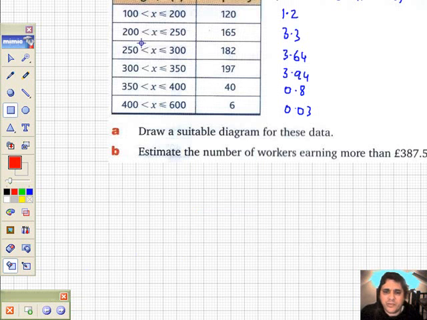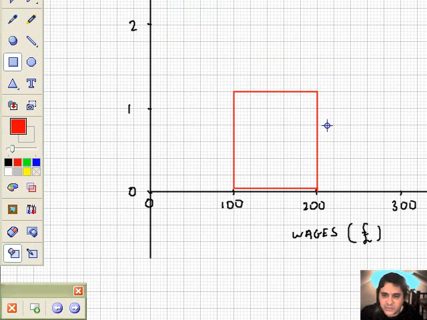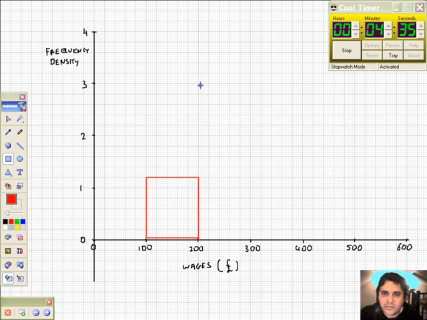Next one, 3.3 from 200 to 250. So 3.3. It's going to be about there. From 200 to 250. I can play with it as long as I don't actually remove the pen. Sort of there. Okay, it's the best I can do with that. As you can see, different heights, different widths.